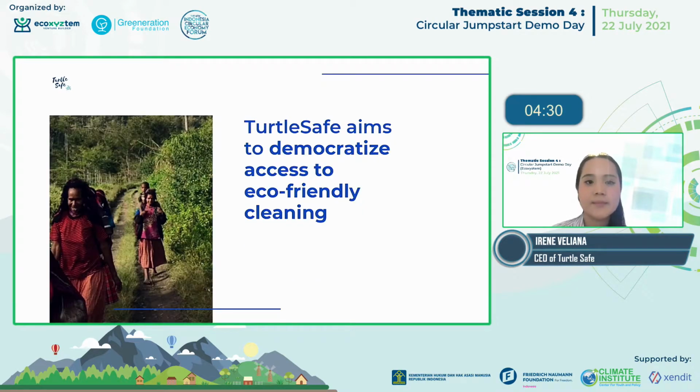Turtle Safe comes here with a vision to democratize access to eco-friendly cleaning products so housewives from Sabang to Merauke can have access to pollutant-free cleaning products.